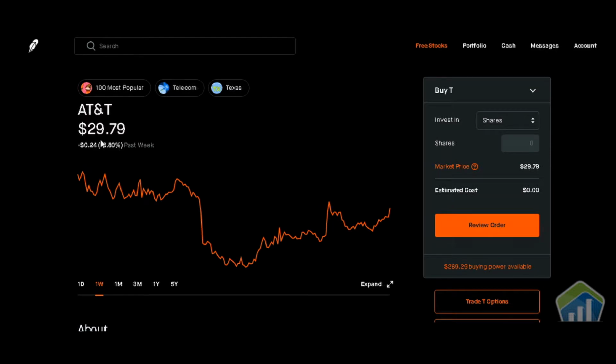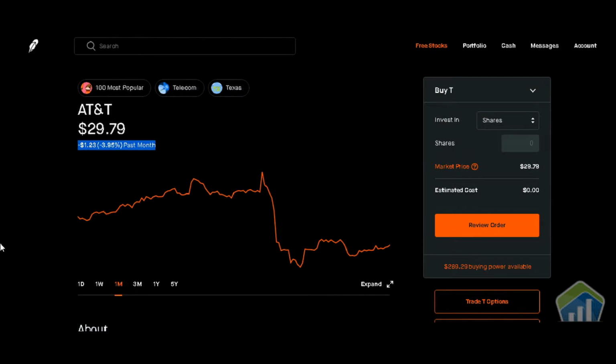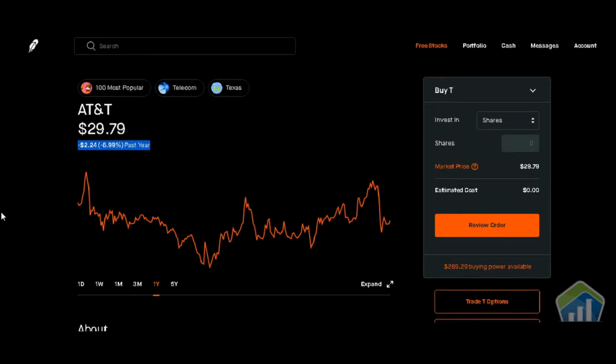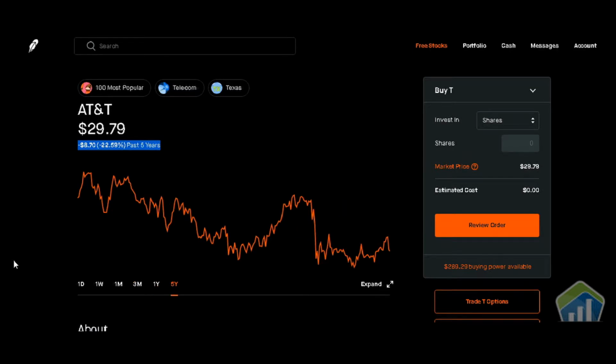In the weekly chart, we're down negative 24 cents or negative 0.80% over the past week. 1 month chart, we're down $1.23 or negative 3.95% over the past month. 3 month chart, we're up positive $1.63 or positive 5.79% over the past 3 months. 1 year chart, we're down negative $2.24 or negative 6.99% over the past year. And the 5 year chart, we're down $8.70 or negative 22.59% over the past 5 years.